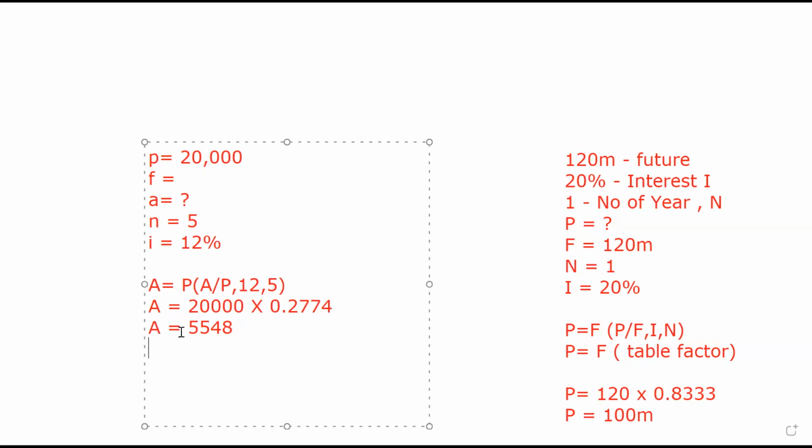Now, if you multiply 5,548 by 5 as a layman, you will see that it will be more than 20,000. That is why 20,000 in 5 years' time cannot be 20,000. If I give you 20,000 now, in 5 years' time, you cannot be giving me 20,000. If the interest rate is 12%, you should be giving me something close to 5,548 times 5.